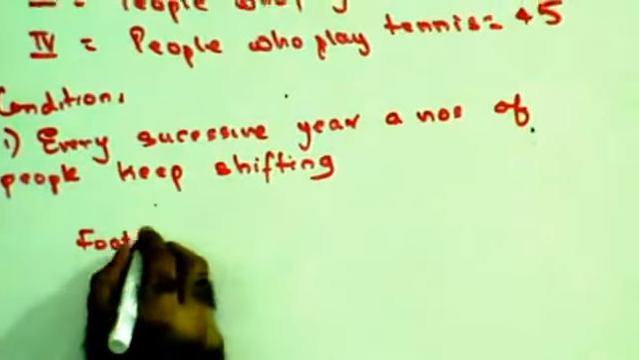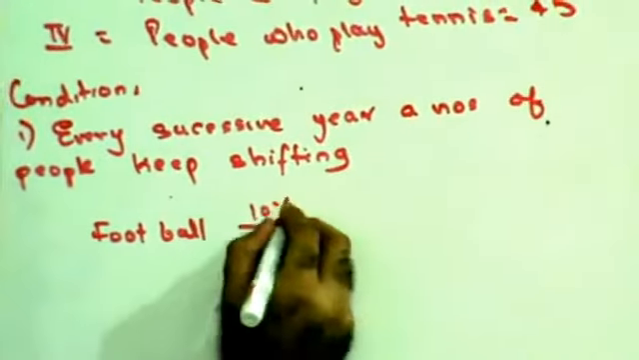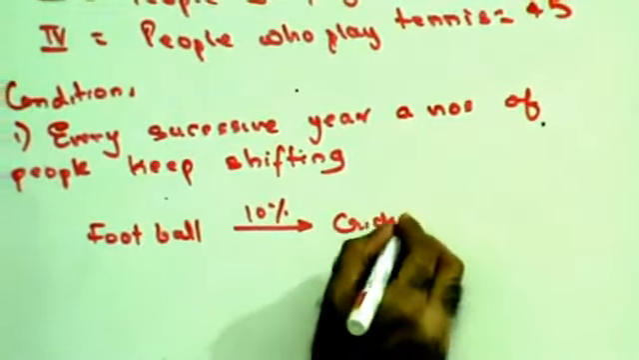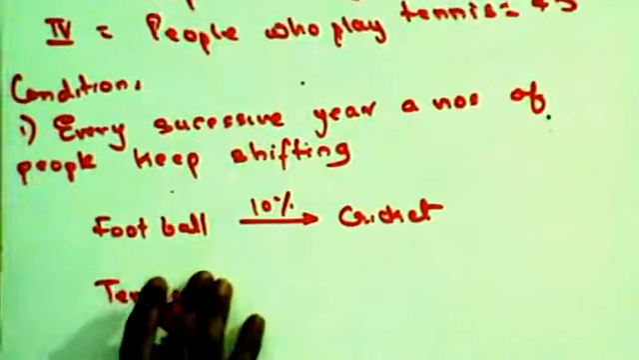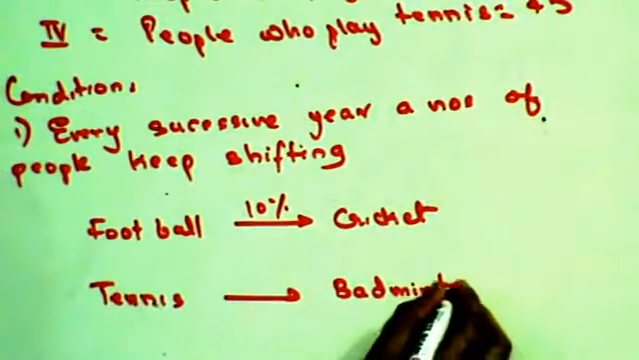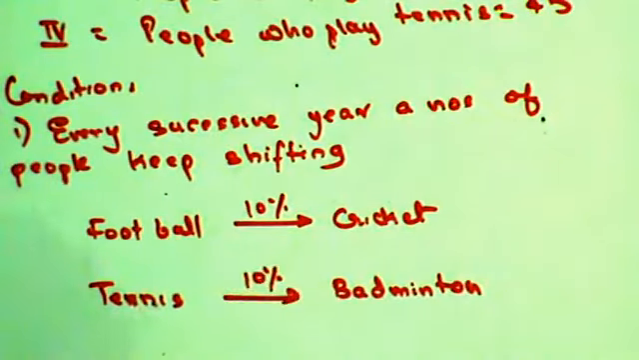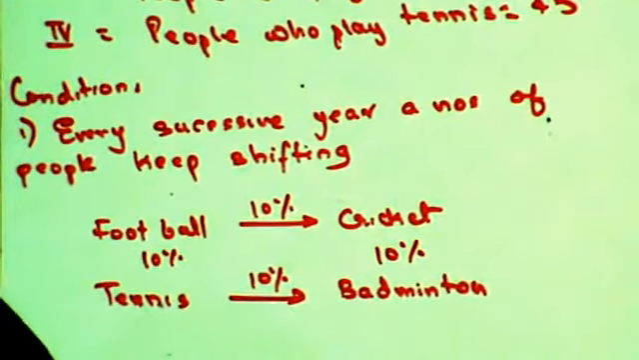Football to cricket is 10%. Tennis to badminton is 10%, and then cricket to badminton is 10%, and tennis to football is 10%.